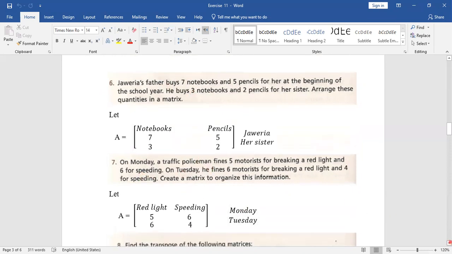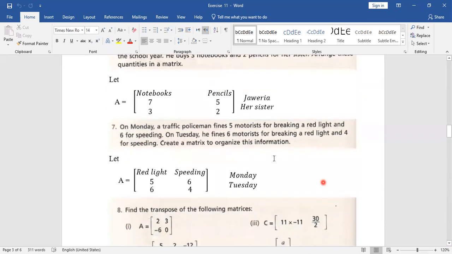Come to question number 7. On Monday, a traffic policeman finds 5 motorists, now underline this, 5 motorists for breaking a red light and 6 for speeding. This is on Monday. On Tuesday, he finds 6 motorists for breaking the red light and 4 for speeding. Create a matrix to organize this information.